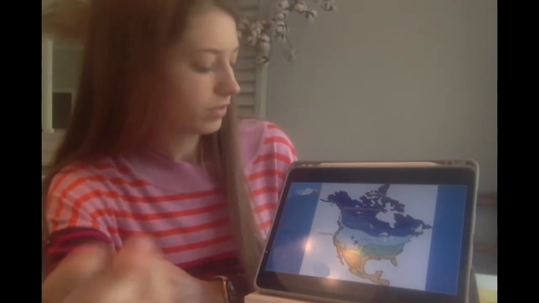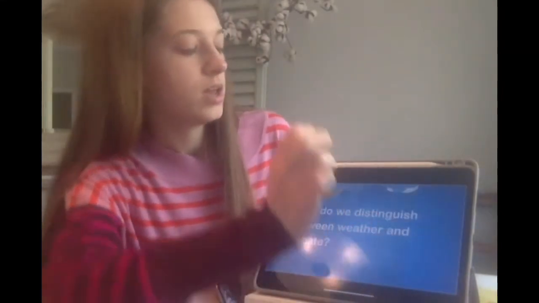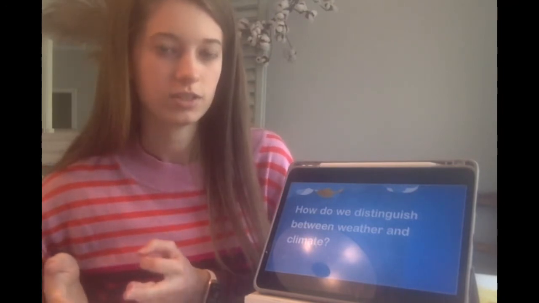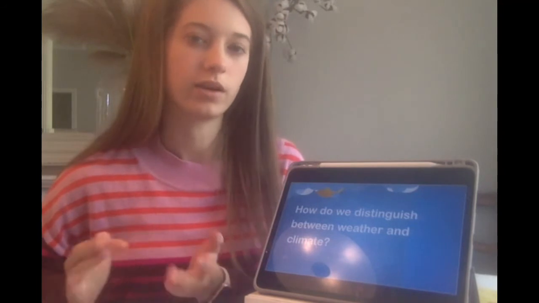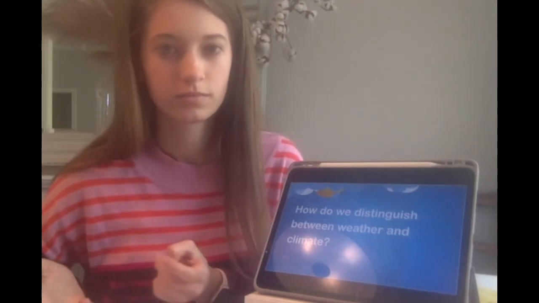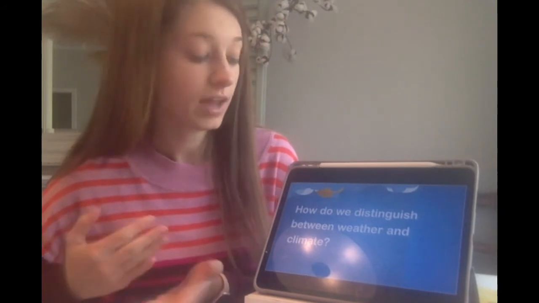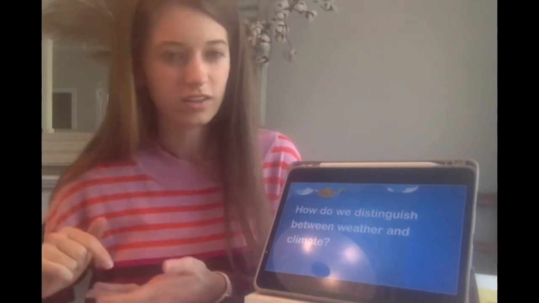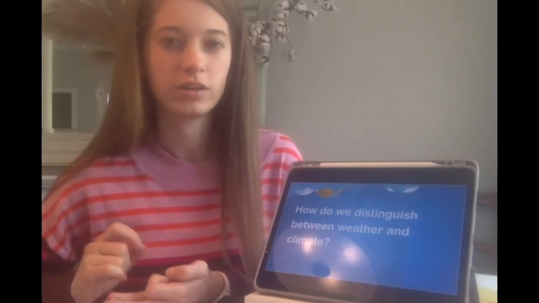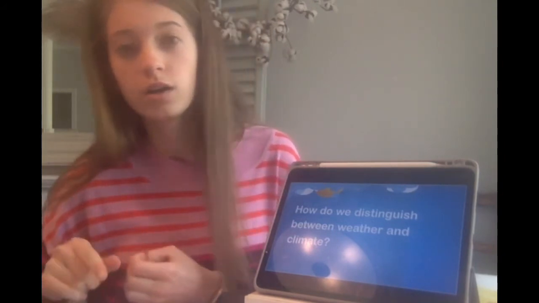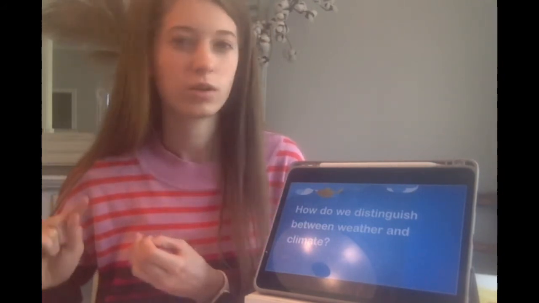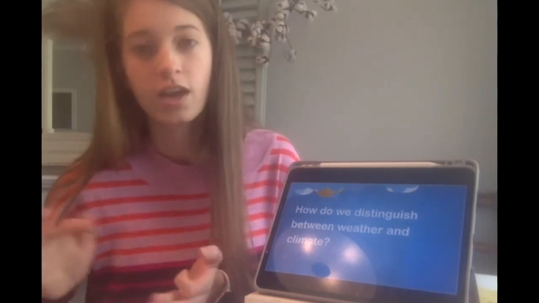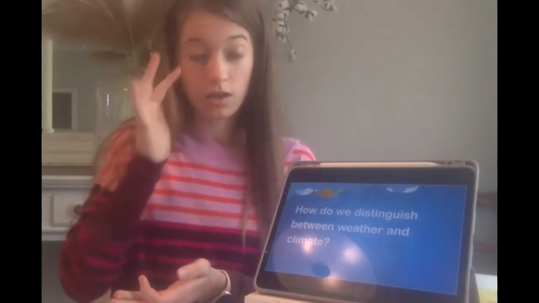So while y'all are finishing up, I want to look at a question. It says, how do we distinguish between weather and climate? Who could tell me how we tell the difference between weather and climate? Great job. So climate is over a long period of time, and weather is just day to day. So it could be the weather yesterday, the weather today, the weather tomorrow, the weather on a certain day. That's just the weather for today. The climate is over a long period of time, over a year or 2 years. That is the climate of a place.